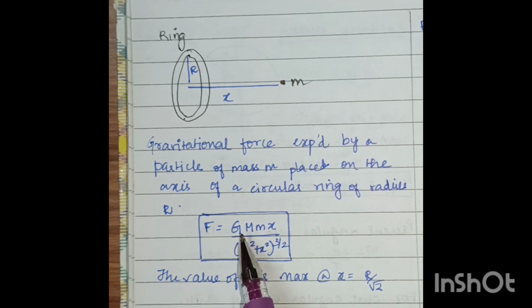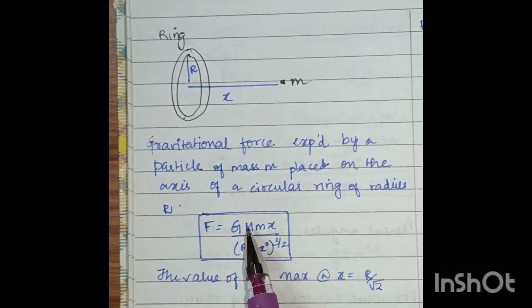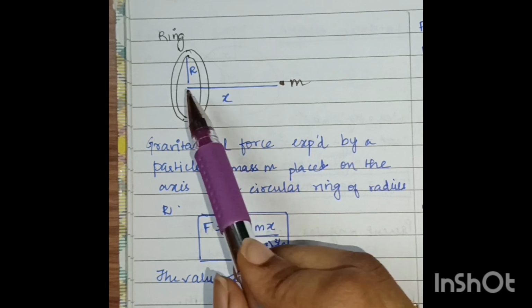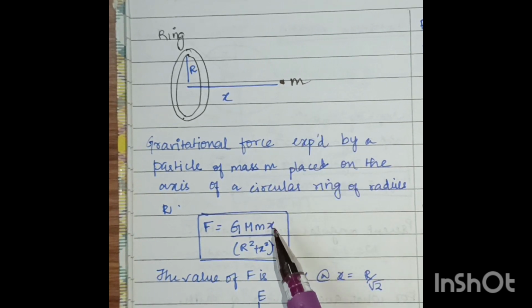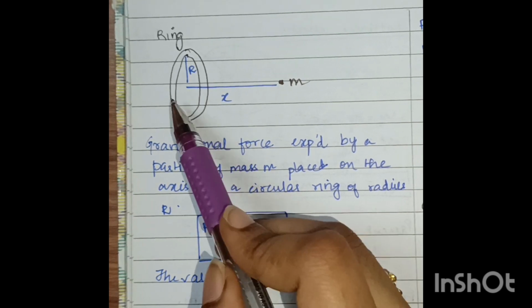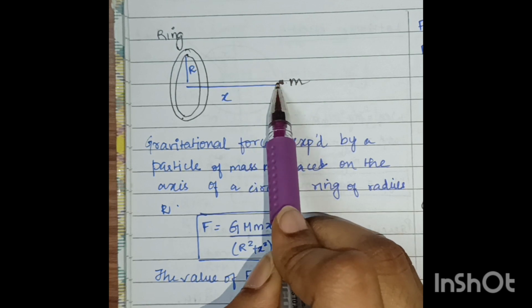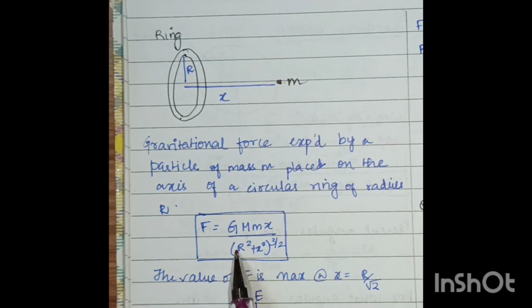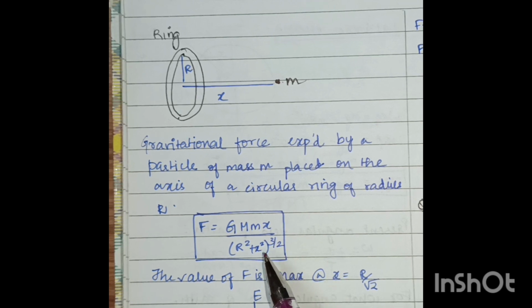So that is equal to, we have just given the simplest formula, GMmx by (r square plus x square) whole power 3 by 2. What is capital M? That is the ring mass. And what is the small m? That is the object which we have considered. And the distance x is this distance from the center of the ring to the mass m, and r is the radius of the ring. So this is the force.